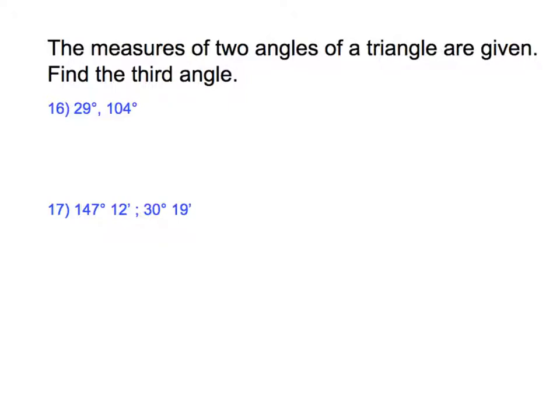Remember, a triangle sums up to be 180 degrees, right? So if you have two of the angles, you can add them together and subtract from 180. Or what I like to do, because I like to throw things in the calculator one time, is take my 180, subtract the first angle, 29, and the second, 104, and see whatever is left over. When you do that, you get 47 degrees. That would be the third angle.